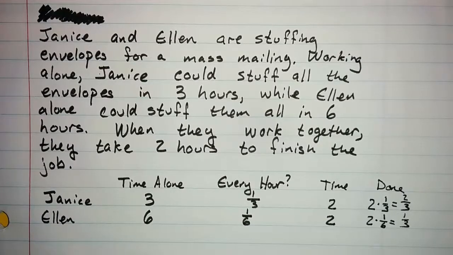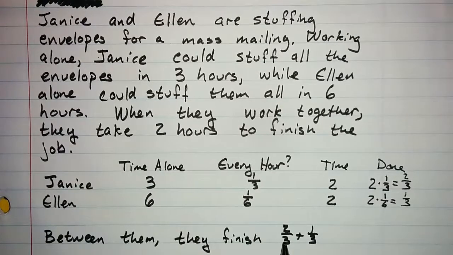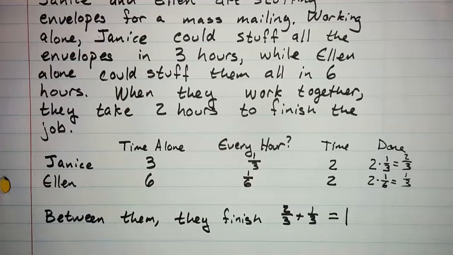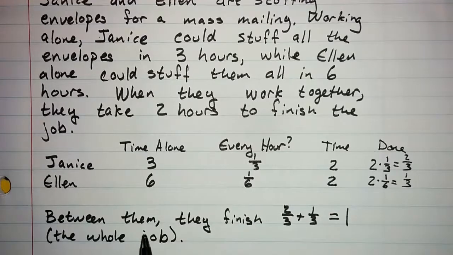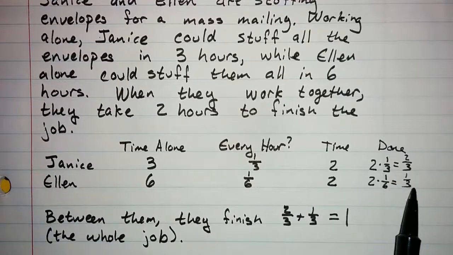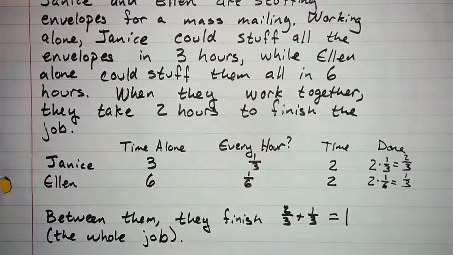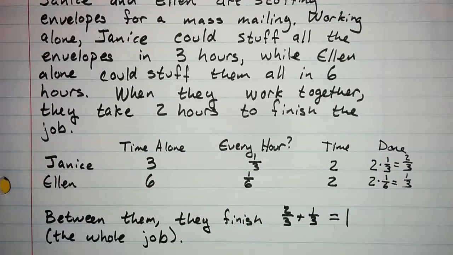That means that between them, they finish 2/3 of the job plus 1/3 of the job. That is 1. They finish the whole job. So when they were sharing the task, we figured out how much Janice did and how much Ellen did, added them together, and we hoped to get the whole job. This is how we're always going to understand these working together sorts of problems.